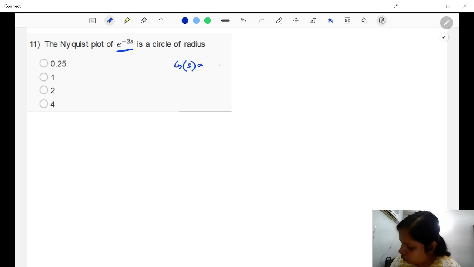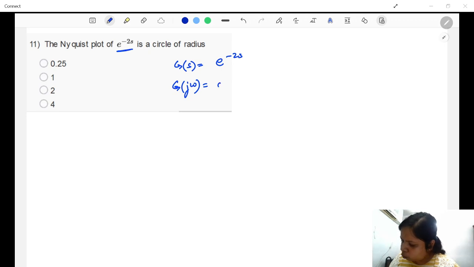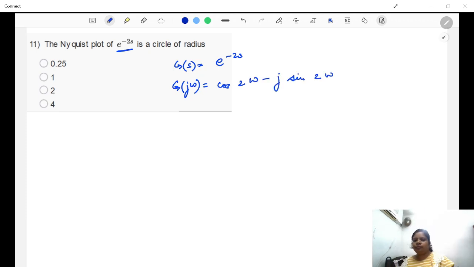Okay, so we want to plot this. G of s is e to the power minus 2s. Okay, so G of j omega is equal to cos of 2 omega minus j sine of 2 omega, right? I hope this makes sense.